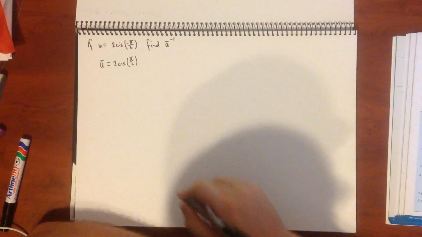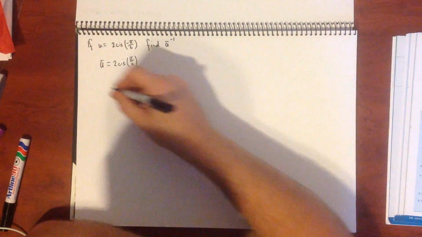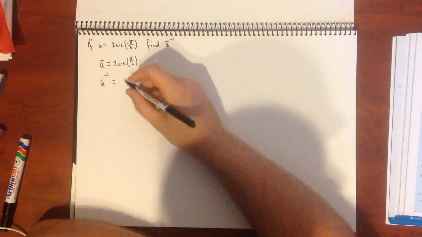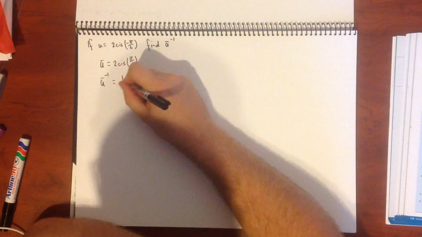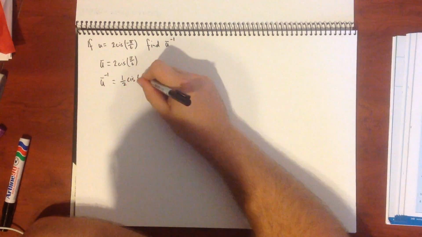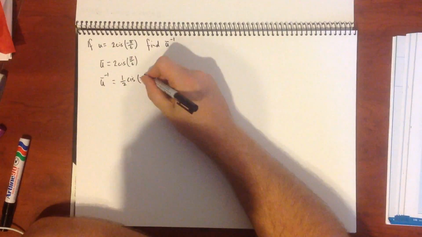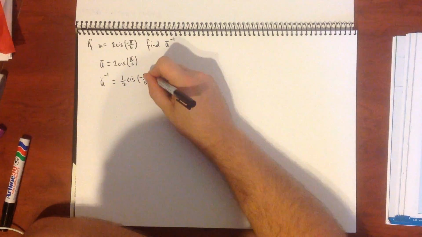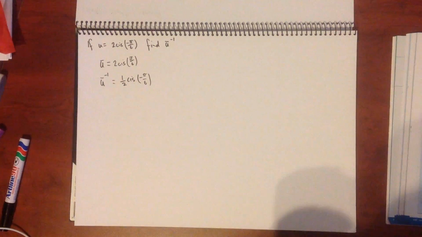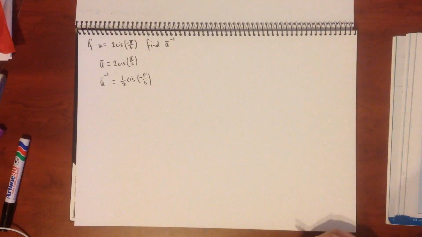Okay, then u bar to the negative 1 equals our 1 on r, which is 1 on 2, cis of our negative angle that we just found, so it's back to negative pi on 6. Okay, so that's in polar form.